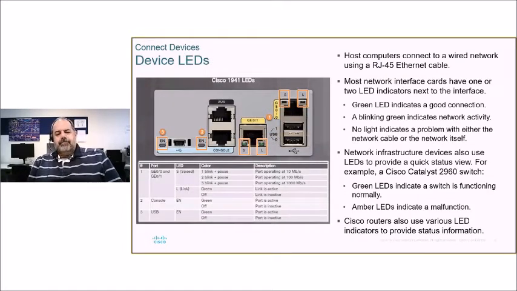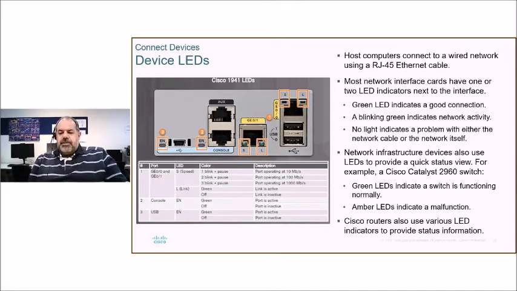Okay, so probably should have been a few slides earlier, but anyway, device LEDs. Now, host computers connect to a wired network using an RJ45 Ethernet cable. Most network interface cards have one or two LED lights to tell you their status, basically. So green LED normally means green is good. A blinking green one probably means that there's traffic moving at the moment. No light probably means there's no cable plugged in, or it's a bad cable, or it's been turned off.